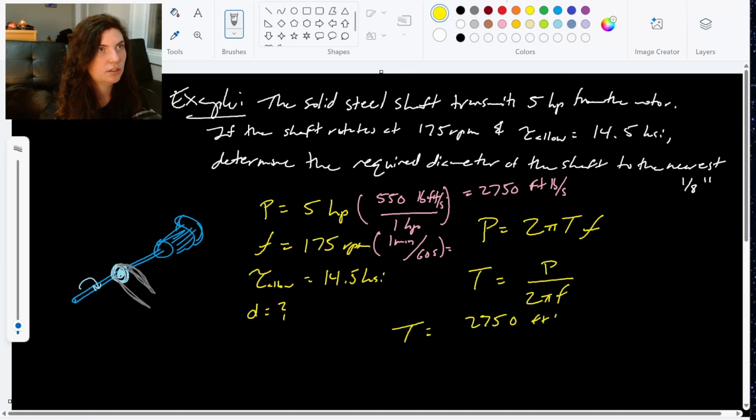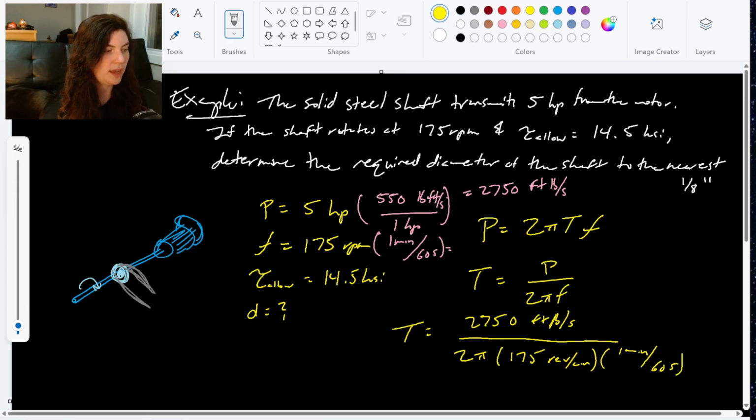So I put it in here. 2750 foot-pounds per second over 2 pi times 175 revolutions per minute times 1 minute has 60 seconds in it. Excellent. So I can get a torque in foot-pounds. This gives me 150 foot-pounds when I plug that in. There's my torque.